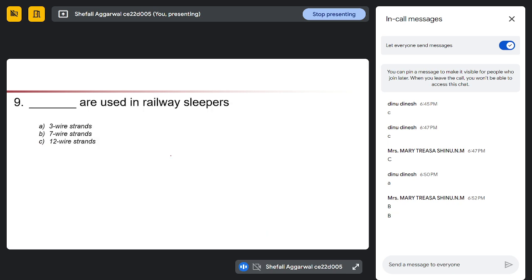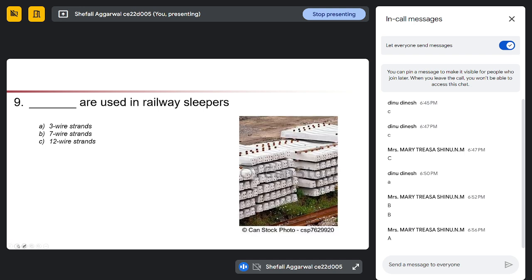Okay. So the next question is, dash are used in railway sleepers. We talked about different strand wires: 3-wire strand, 7-wire strand, or 12-wire strand. So in railway sleepers, which type of strand are we usually using? This is what a usual sleeper looks like. In this, we are using 3-wire strands for casting. Okay, that is the correct answer.